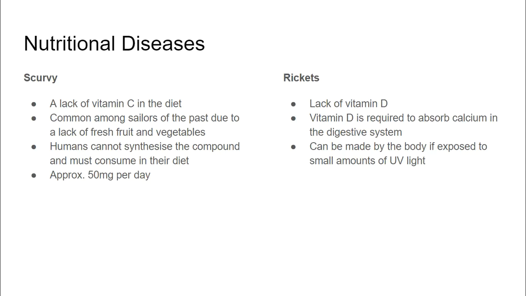And rickets is where we have a lack of vitamin D, and vitamin D is required to absorb calcium in the digestive system. The body does make vitamin D, usually if it's exposed to small amounts of UV light. So we often see a lack of vitamin D or a vitamin D deficiency in people who don't get enough exposure to UV.